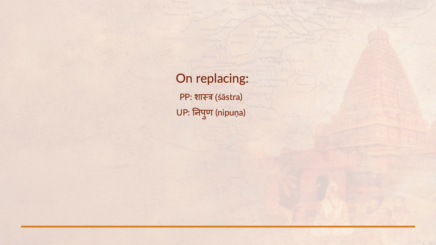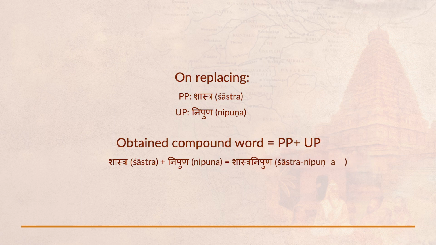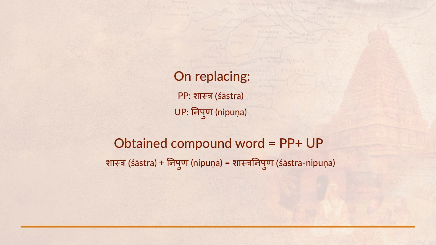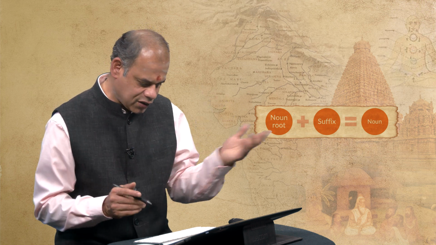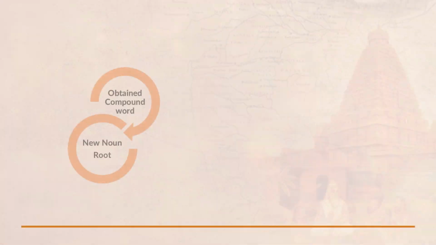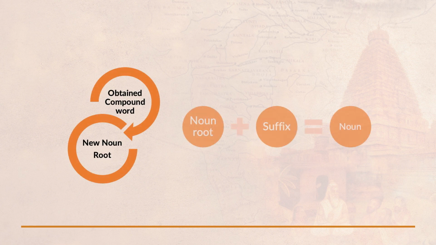Now Panini says the compound word can be obtained by merely combining the Purvapada and the Uttarapada. Take Shastra and take Nipuna, just put them together, and you get what is called Shastra Nipuna. This Shastra Nipuna becomes a new noun root, and with this noun root you can start applying the suffixes and get all the different forms, which we already saw in one of the earlier videos. So one can now get different forms of the compound word. This is a simple example for two words.